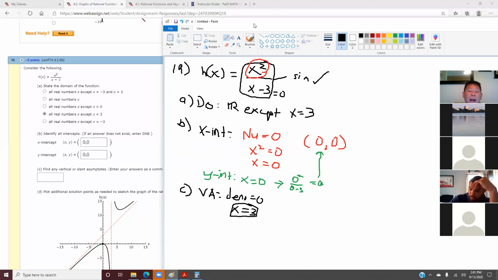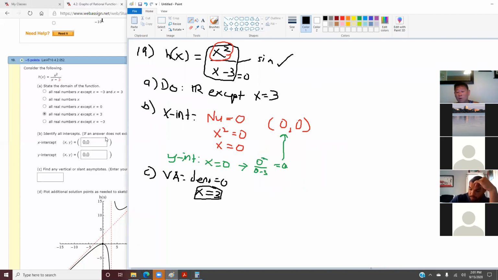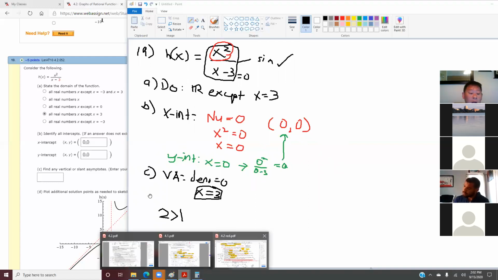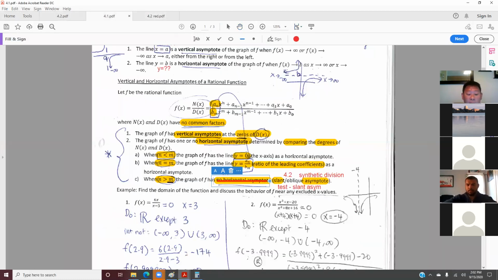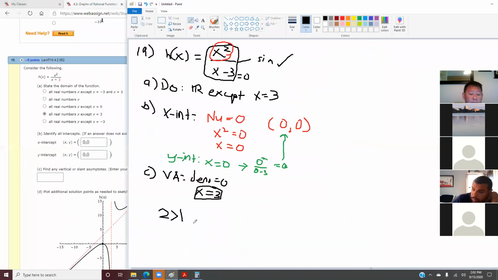Now you have to figure out what kind of asymptote we have, horizontal or slant. In order to do this, you look at your powers. The top power is 2 and the bottom power is 1. In this case, 2 is greater than 1. If your top power is greater than the bottom power, it's a slant asymptote. And how do you find your slant asymptote? You have to do synthetic division. So this question will give us a slant asymptote.